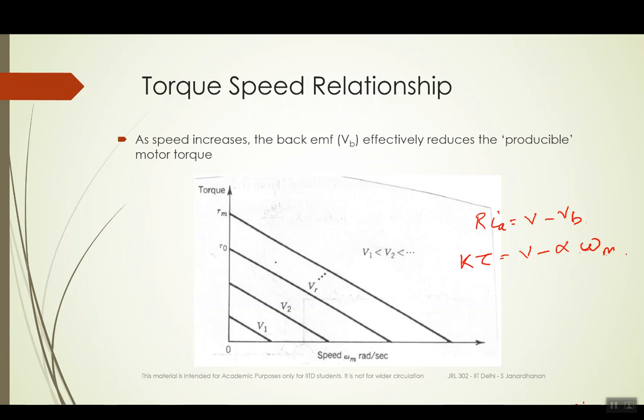So as omega increases, for the same voltage, the amount of torque that is available will start to decrease. And this decrease is linearly proportional to the speed of rotation. So the torque-speed characteristics can be expressed in this manner, where you have lines of negative slope. As the supply voltage increases, these lines will go up. As the rotor speed increases, the available torque will go down. That's the takeaway point that we have here.